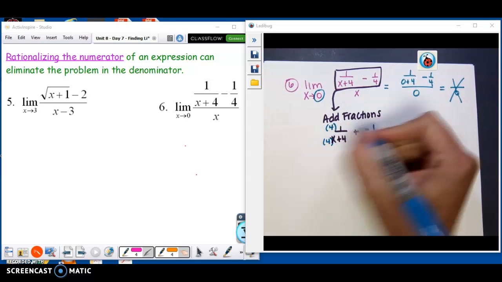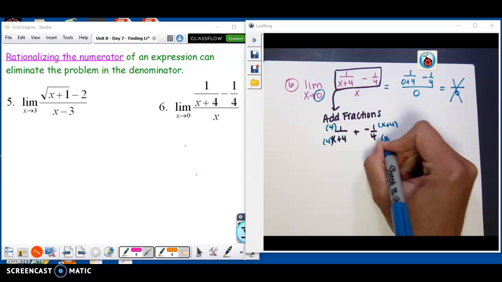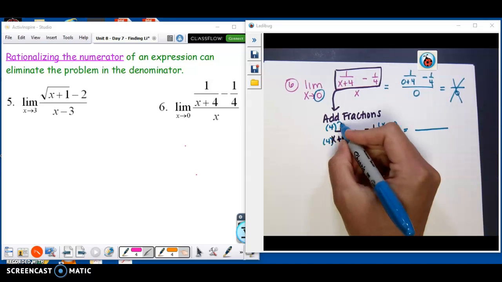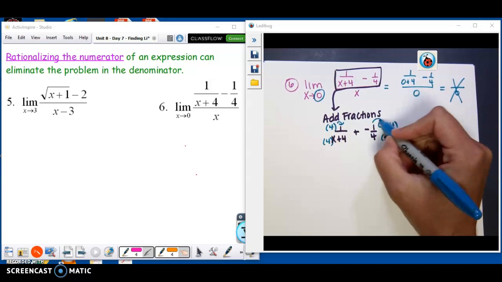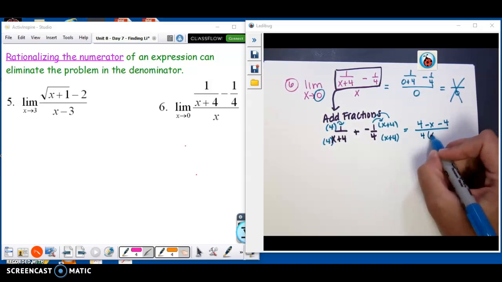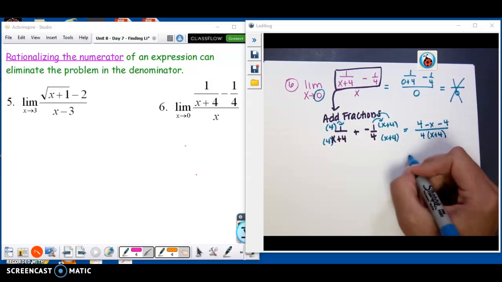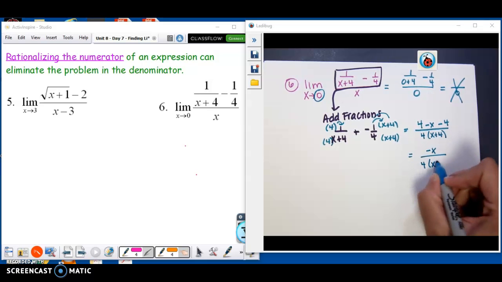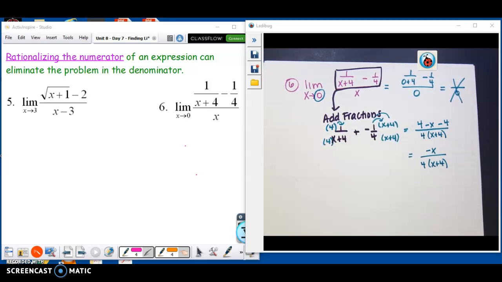So we're going to make these have common denominators. This one needs a 4, this one needs an x plus 4. So we will have 4 times 1, so 4, minus x minus 4, and we're just going to leave 4 times x plus 4 in the denominator. In the numerator, the 4's cancel, so just negative x over 4 times x plus 4. We just added the fractions on top. We still have this negative x over 4 times x plus 4, all divided by that x that was already there.